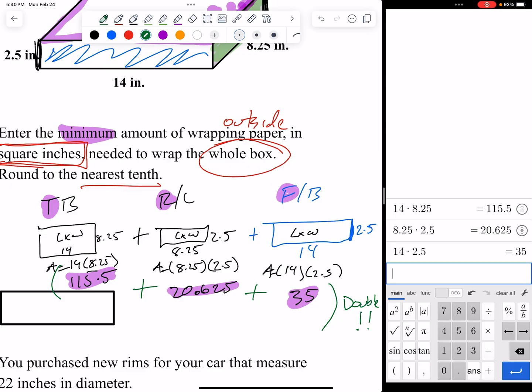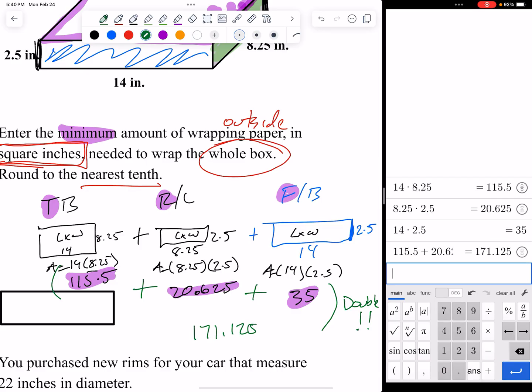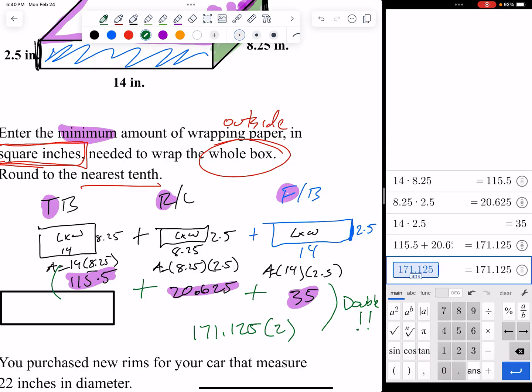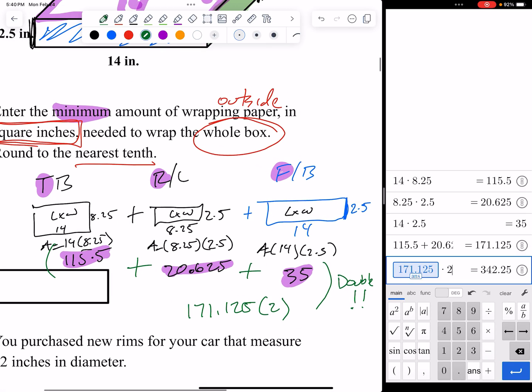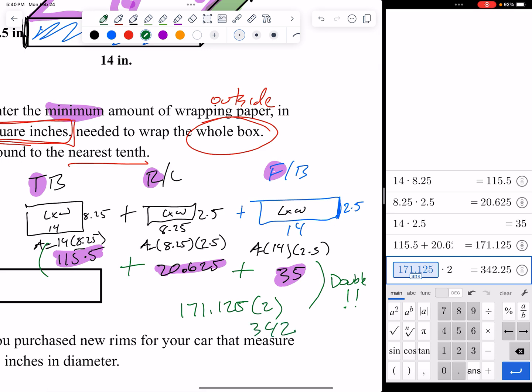So let's go ahead and add these up. I got 115.5 plus 20.625 plus 35. And I get 171.125. And then I got to multiply by 2. So take that answer. Notice how it's in blue, right? That's really nice with the calculator. I'm going to take the answer, which is 171.125, and I'm going to multiply that times 2. And I get a grand total of 342.25. Now here's the kicker.